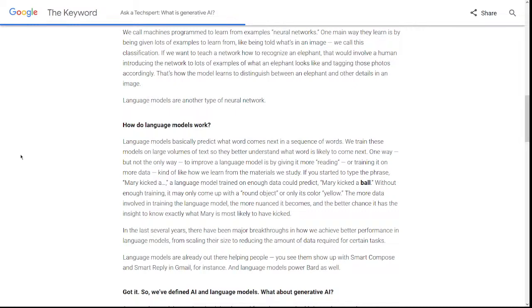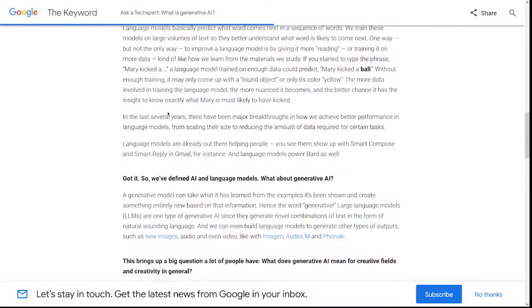Without enough training, it may only come up with a round object or only its color yellow. The more data involved in training the language model, the more nuanced it becomes, and the better chance it has the insight to know exactly what Mary is most likely to have kicked. In the last several years, there have been major breakthroughs in how we achieve better performance in language models, scaling their size to reducing the amount of data required for certain tasks.